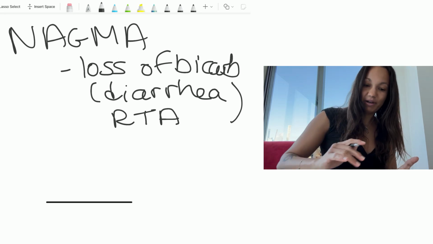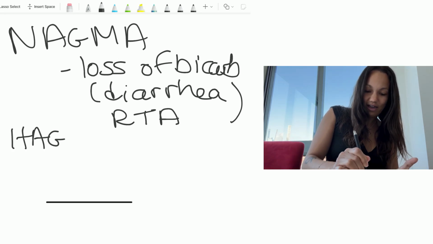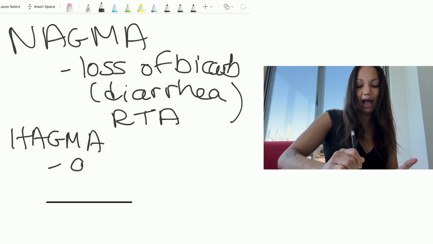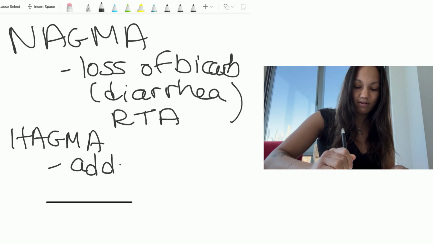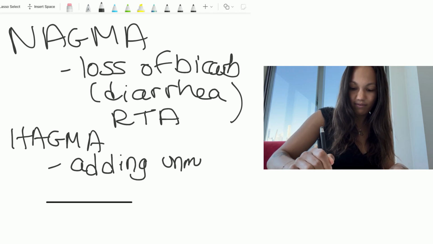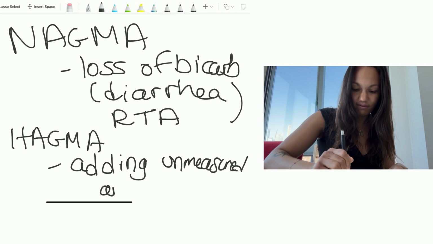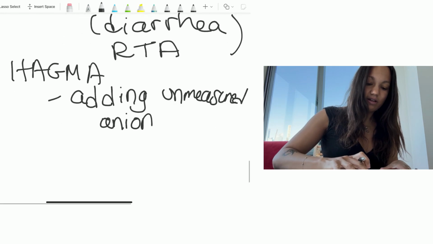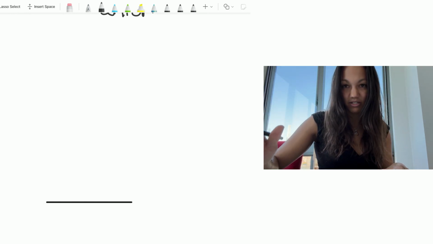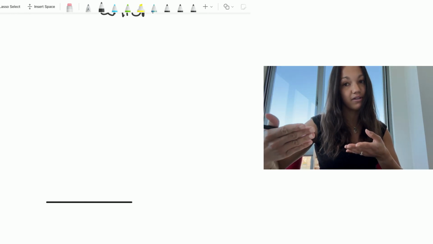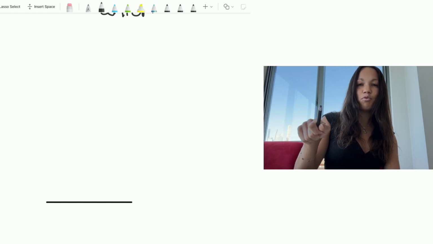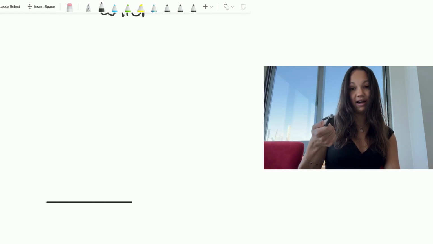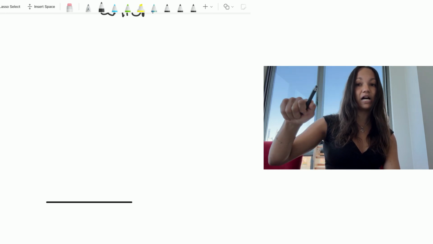So either you have a normal anion gap metabolic acidosis or you have a high anion gap metabolic acidosis, and that's when you're adding some other anion to the system, and that's what's lowering your bicarb. So in a high anion gap metabolic acidosis, remember I said the reason that your bicarb is low is because you're adding an unmeasured anion. That means that every time you add an unmeasured anion, your bicarb should go down by 1. So every time your anion gap goes up by 1, your bicarb should go down by 1.